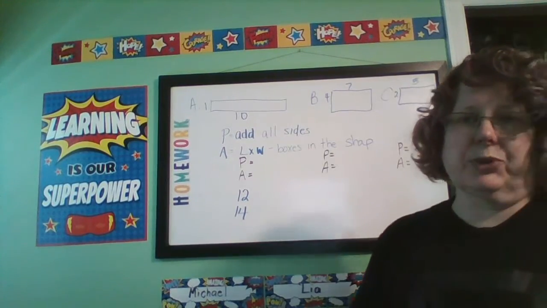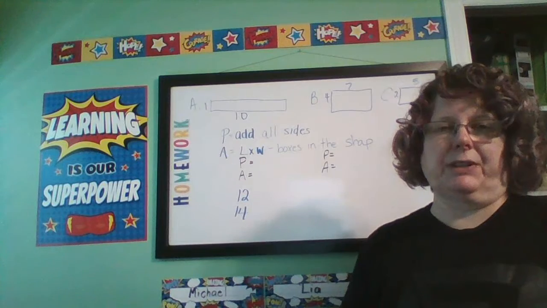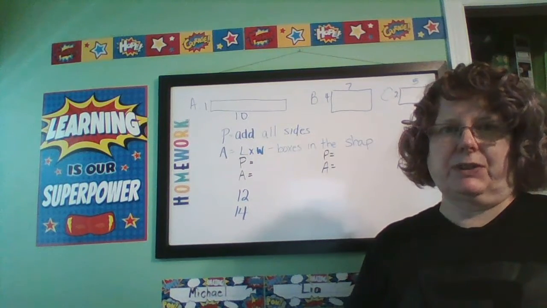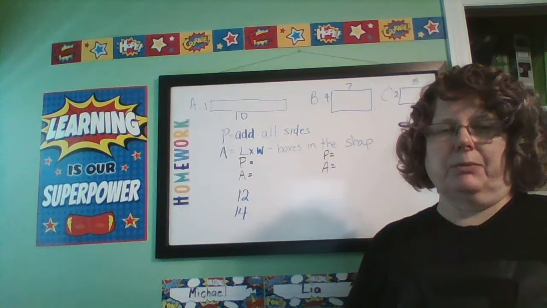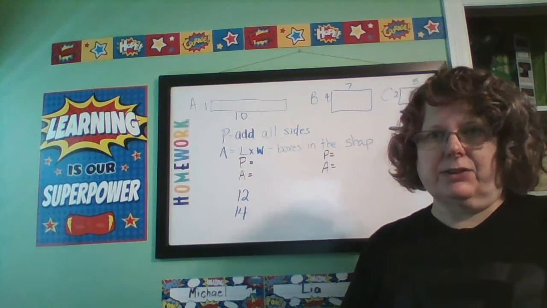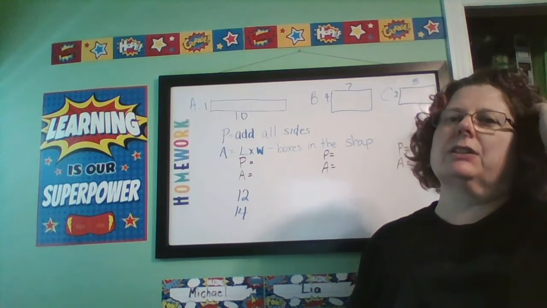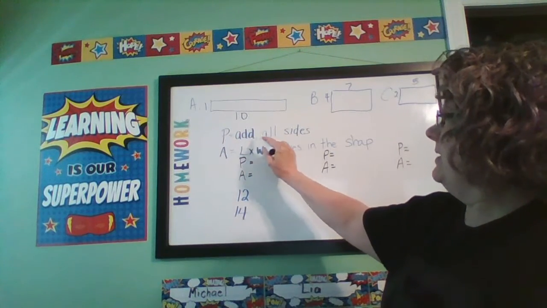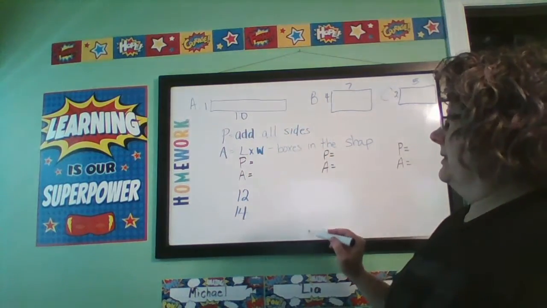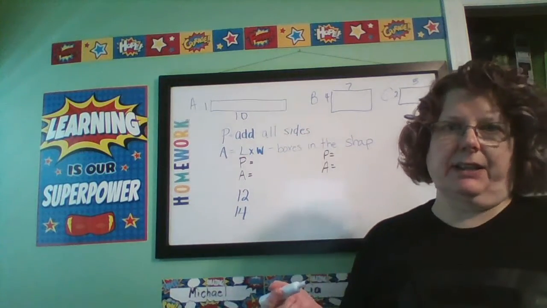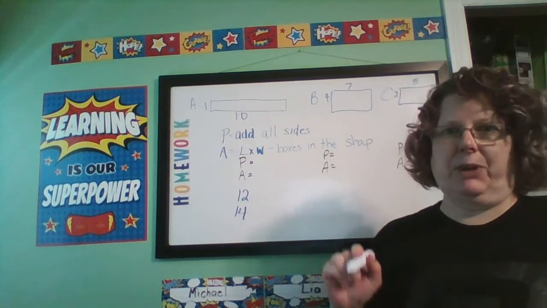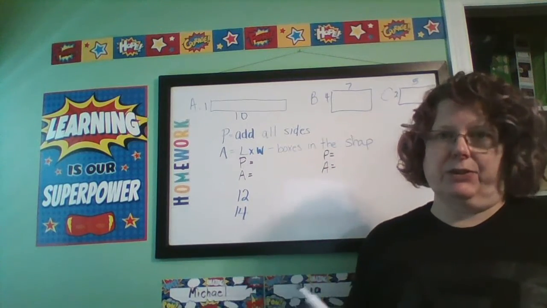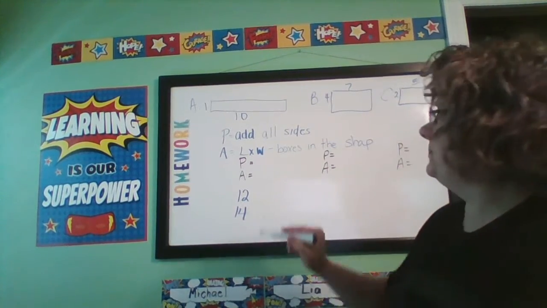Okay, so in order to complete number 12 and 14, we need to do a couple of things first. We need to figure out the perimeter and the area of each of these shapes. So I've made a couple more notes for you to write down so that tomorrow when you're taking your test, you can use these to help you. To find the perimeter, we add all sides. So if a shape has 6 sides, we would add 6 numbers. If a shape has 3 sides, we would add 3 numbers. In this case, all of our shapes are rectangles, so we're adding 4 numbers.